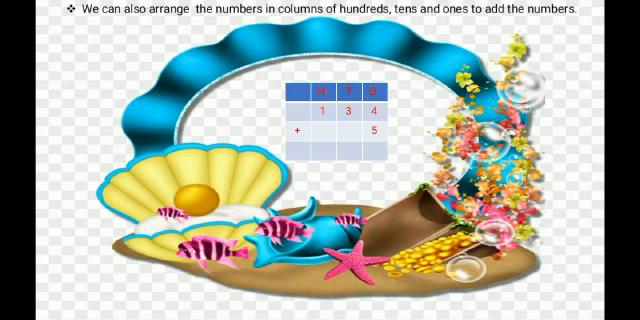Always remember students that addition always starts from the ones place. So we will start from the ones place. The numbers are 4 plus 5. What is the answer of 4 plus 5? Yes, it's 9. Now jump to tens. We will not jump to hundreds. No, first we will jump to tens.